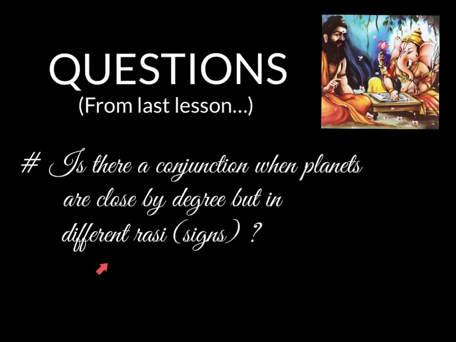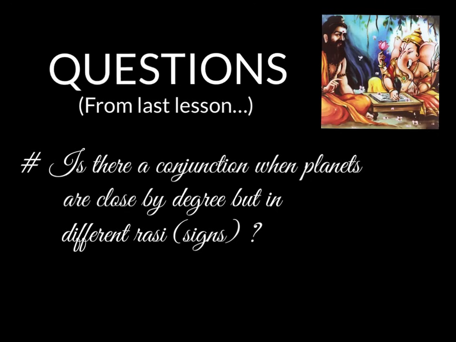Some of you asked this as well. What if they are in the same nakshatra but not the same sign? Then are they having a conjunction? Now, of course, I'm not teaching about nakshatras in this series because that's a much deeper level. This is astrology basics, but I will still answer the question.